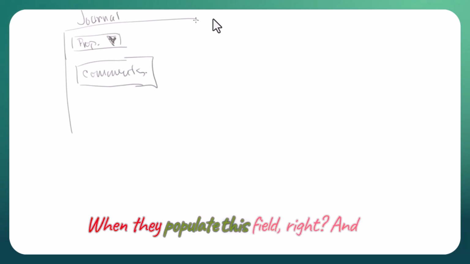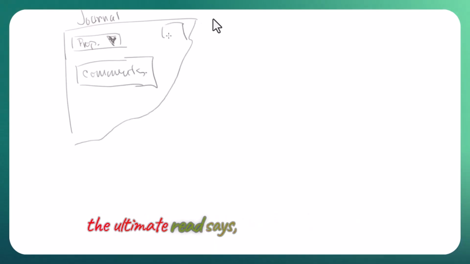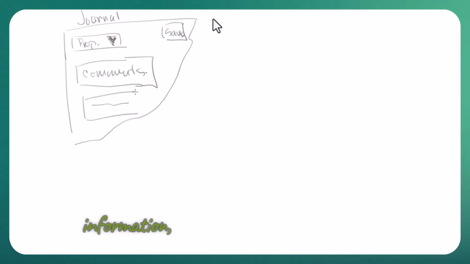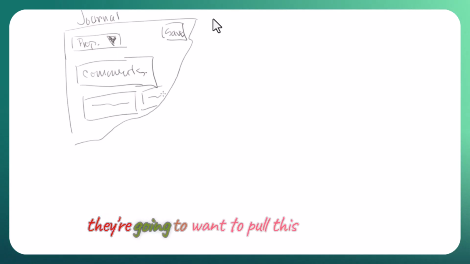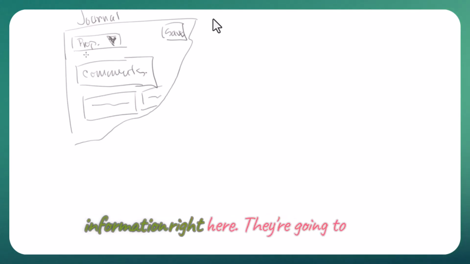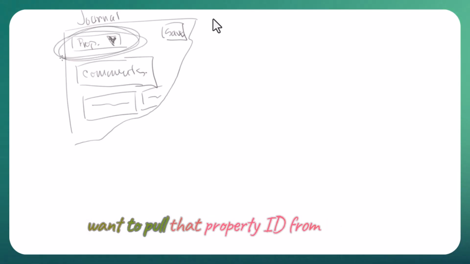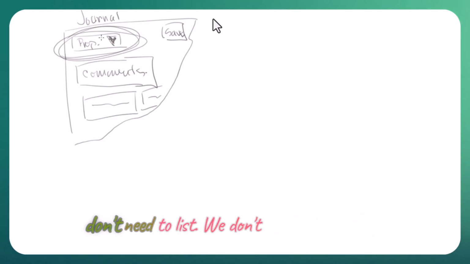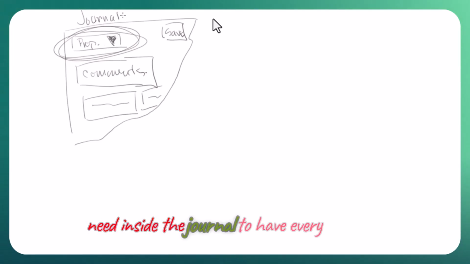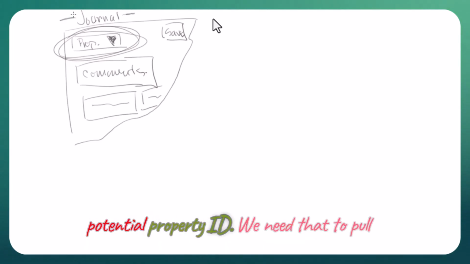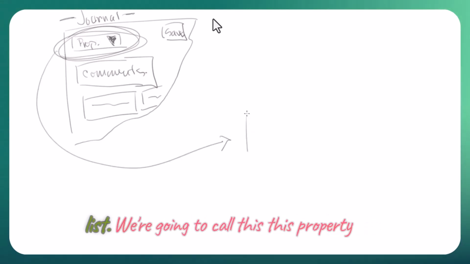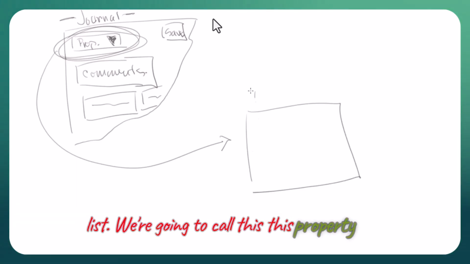When they populate this field with all their information and ultimately hit save, they're going to want to pull that property ID from somewhere. Now, we don't need inside of the journal to have every potential property ID. We need that to pull down from this list. So we create a different list. We're going to call this list property IDs.